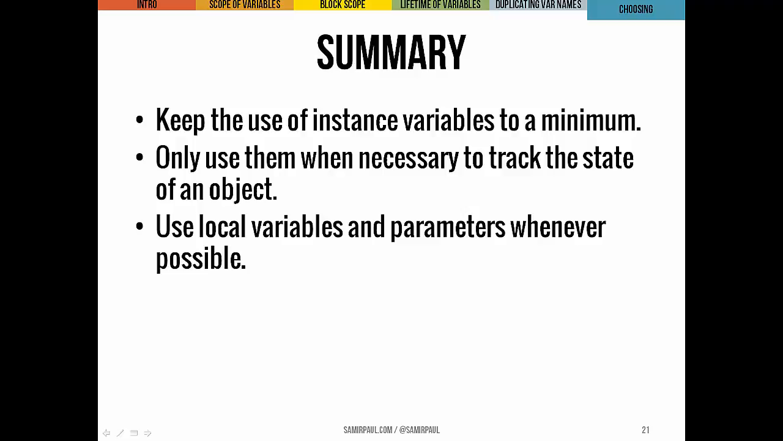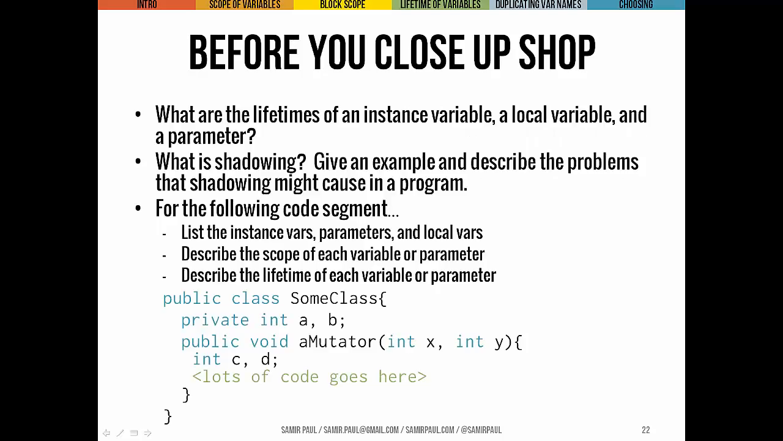and using local variables and parameters whenever we can otherwise. Before we close up shop, take a look at these questions. Make sure you can talk about the lifetime of an instance variable, a local variable, and a parameter. Also talk about what their uses are. Talk about what shadowing is. Make sure you can give an example of when it happens, what the problem might be, and what explicit thing you have to do to counteract the effect of shadowing. And take a look at this code segment. Make sure you can identify what the instance variables, parameters, and local variables are, and describe the scope and lifetime of each. That's it.